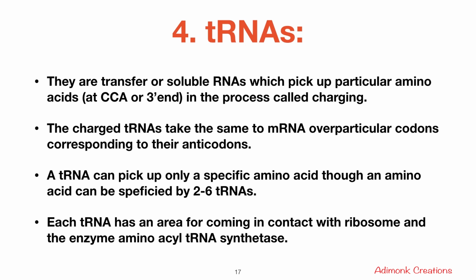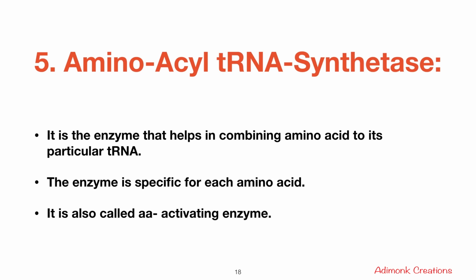And the fifth part of the protein synthesizing machinery is the amino acid tRNA synthetase. So what is amino acid tRNA synthetase? It is an enzyme that helps in combining the amino acid to a particular tRNA, and the enzyme is specific for each amino acid, and it is also called the AA activating or amino acid activating enzyme.